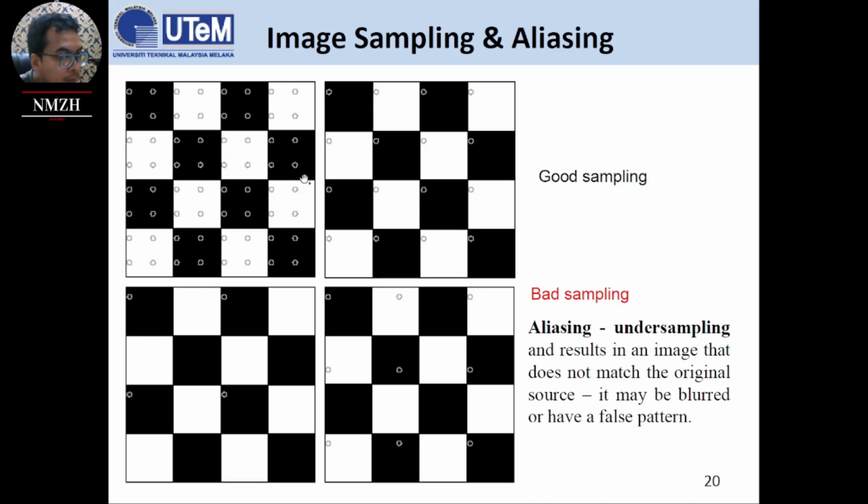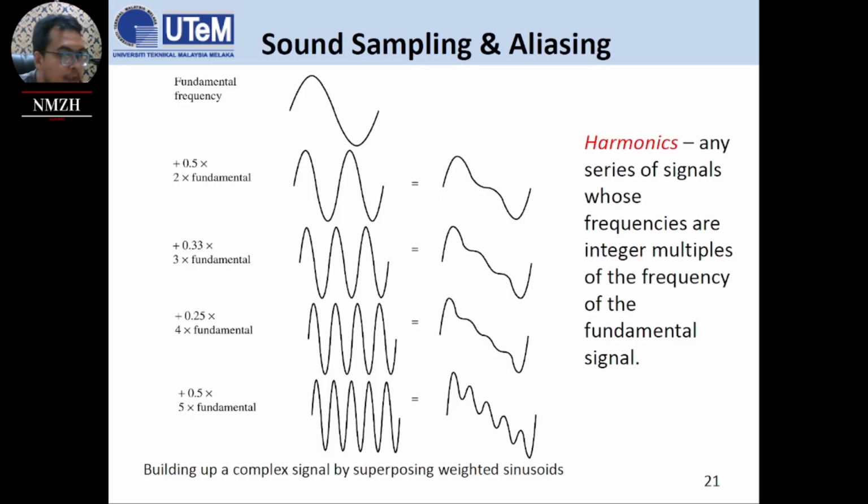Four to the black, one to the black. This one is slightly okay, but this one is not. If the sample is here, that will be okay, but this reflects bad sampling, guys. It means undersampling and results in an image that does not match the original. It may blur somehow, and it will be a false pattern. Imagine you wanted to send a good image showing a ball, but the curve of the ball comes out jagged.